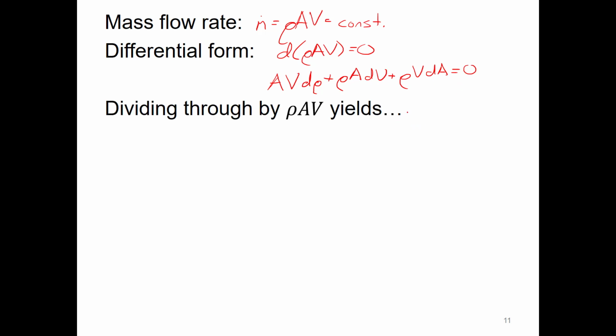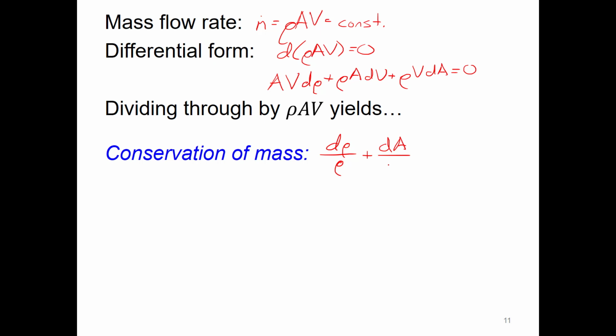All right, and if we divide through by rho A V, what we end up with is our conservation of mass in differential form, which is the derivative of density over density, plus the derivative of the area over area, plus the derivative of the velocity over velocity, and that's all equal to 0. So that's one relationship that we're going to use, from the conservation of mass.